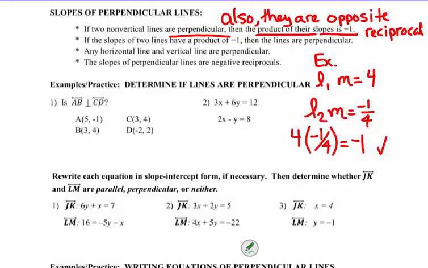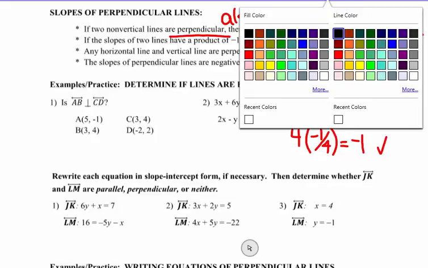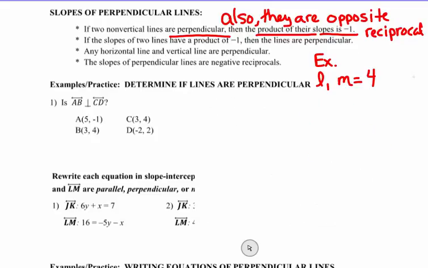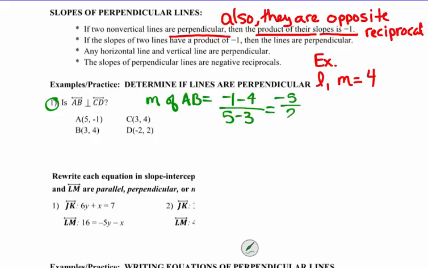So let's look at example 1 and see if we can determine if line AB is in fact perpendicular to line CD. So again, we're just using the slope formula, y2 minus y1 over x2 minus x1. So the slope of AB is -1 minus 4 over 5 minus 3. -1 minus 4 is -5. 5 minus 3 is 2. So line AB has a slope of -5/2.